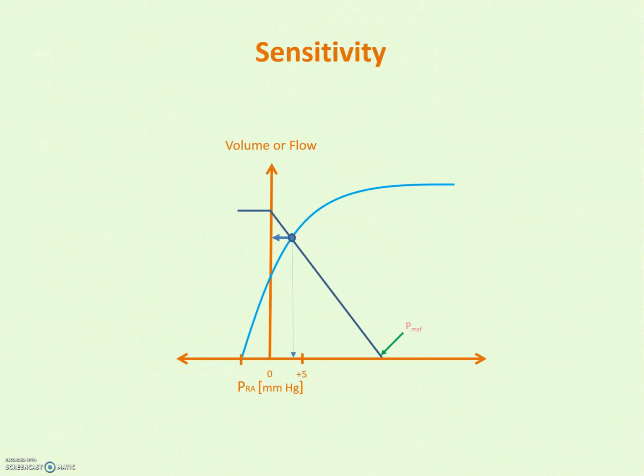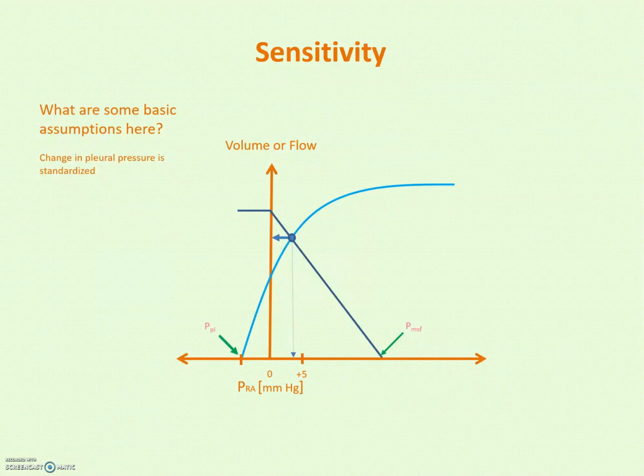So that was specificity. Let's talk about sensitivity. There's lots of reasons why there could be false positives, and there's lots of reasons why there could be false negatives too, which would impair your sensitivity. I'll just focus on only one of those mechanisms here. One of the basic assumptions is that the change in pleural pressure is standardized. So there's the pleural pressure on the cardiac function curve.